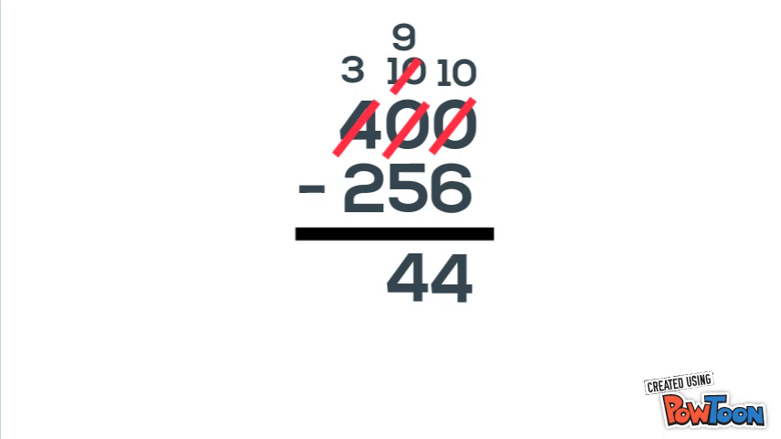So we'll take one of our hundreds and turn it into 10 tens. Then we'll take one of our tens and turn it into 10 ones. Now we can subtract by place value. 10 minus 6 is 4, 9 minus 5 is 4, 3 minus 2 is 1, so our answer is 144.